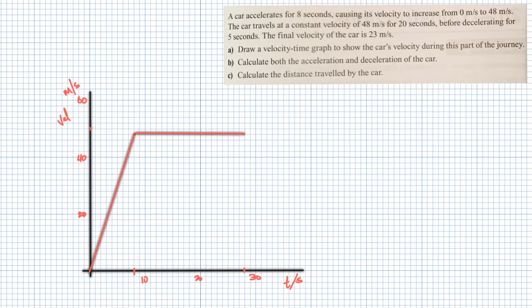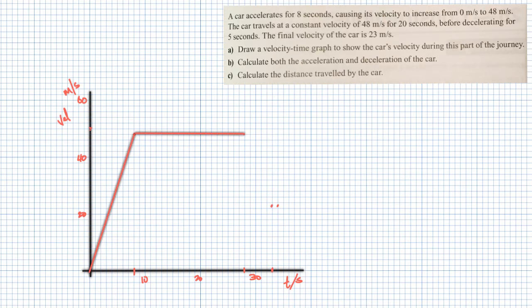Perfect. Now, last of all, the question says the car decelerates for 5 seconds, but it doesn't go all the way back to 0. In that 5 seconds, its final velocity is 23 meters per second. So let's follow that. 23 meters per second is going to be halfway between here. And 5 seconds later, we'll be on 33 seconds. So let's see if I can find my 33 just there. And then I'll go all the way up to 23 meters per second.